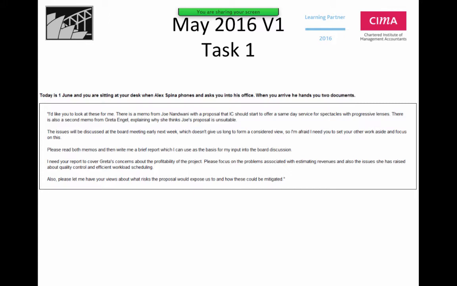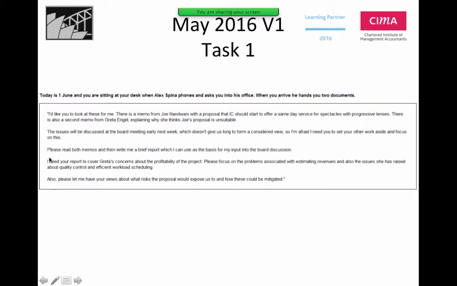Now, what do we mean? This is May 2016, variant 1, task 1, right? What are they saying? I'd like you to look at these for me. There is a memo from Joe that IC should start to offer same-day service for spectacles with progressive lenses, right? So this is the scenario, same-day services.